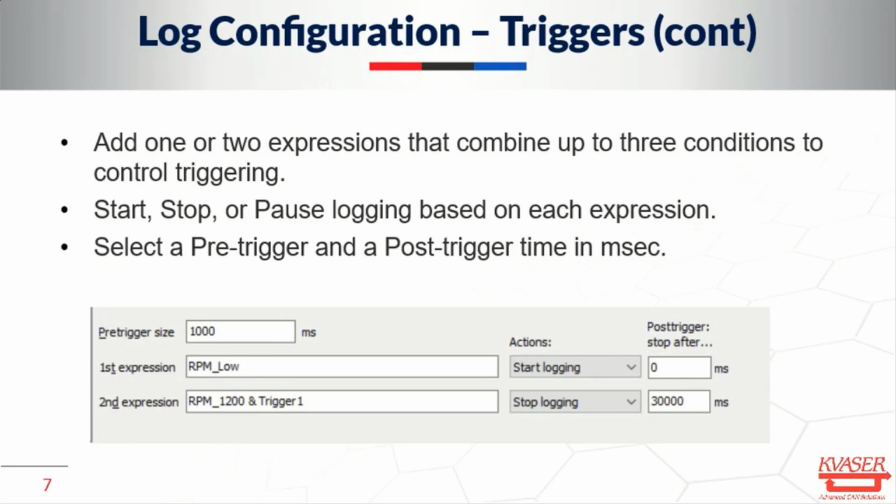So the RPM low, the RPM 1200, and the trigger 1 are individual conditions that I've defined previously in the trigger. So these are expressions, and you define what action you want to take on those expressions and how much post-trigger time you want to take that action. So you can start logging, you can stop logging, you can pause logging on different expressions. Again, expressions built on multiple conditions that you've defined.